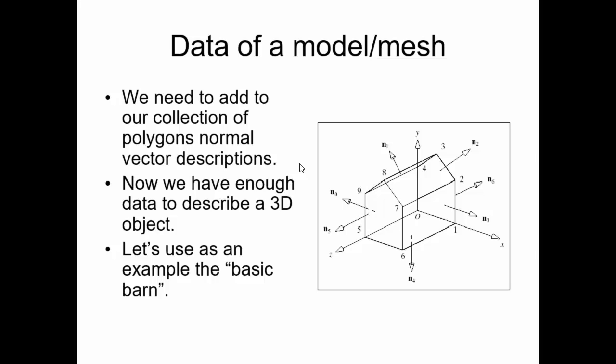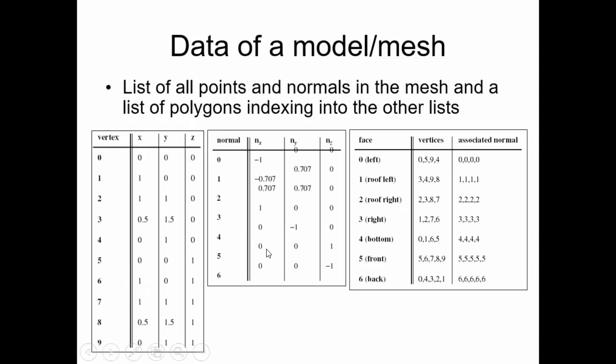So we're going to try to not duplicate any vertices and not duplicate any normals, and then just have the polygon list index into both of those lists in order to set up this basic barn here as an example. So this is the full data for that barn image. We have seven polygons here, so we're representing the bottom of the barn as well.